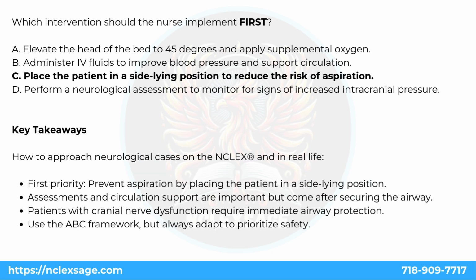Key takeaways. Aspiration risk takes priority in patients with cranial nerve dysfunction and impaired swallowing. Positioning the patient in a side-lying position is the best way to prevent aspiration. The ABC framework must be adapted. Sometimes airway protection is more important than circulation support. Assessments are important, but when immediate safety is at risk, take action first.